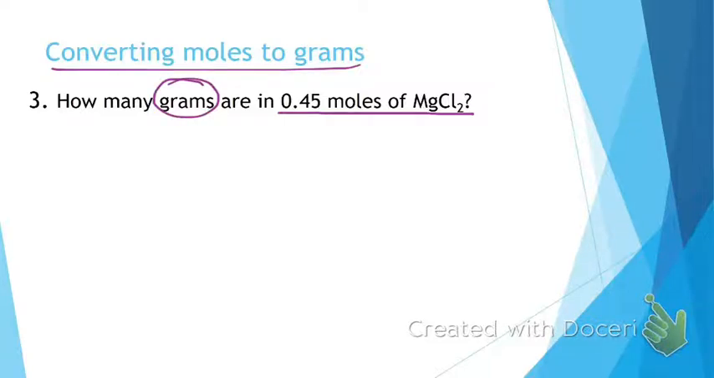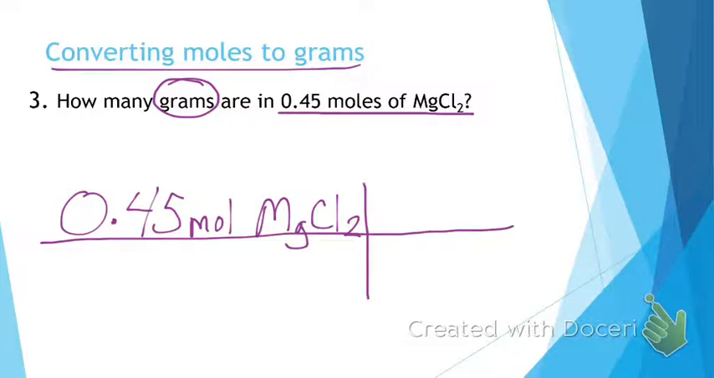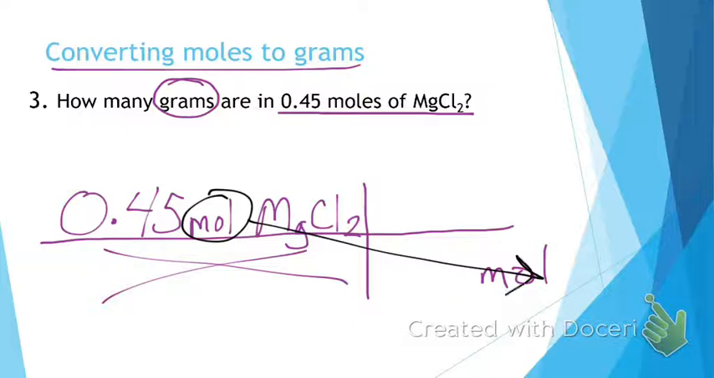Whatever I underline, I put in the top left corner of a conversion table. So 0.45 MOL, because that's short for moles. Can't just put M because that means meters. And then MgCl2. And I make my conversion table. Since moles is in the top left, and I do not want moles anymore, I will always bring it down to the other box. So notice the mole is carrying down.